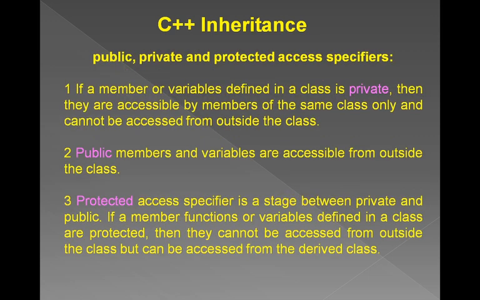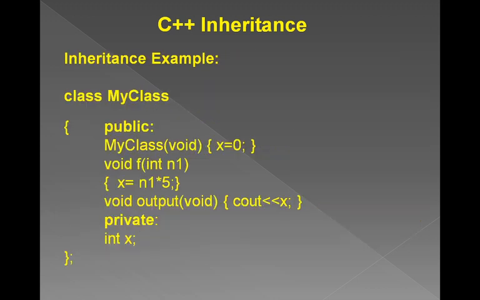There are three access specifiers: public, private, and protected. If a member variable defined in a class is private, then it is accessible by members of the same class only and cannot be accessed from outside the class. Public members and variables are accessible from outside the class. Protected access specifier is a stage between private and public. If member functions or variables defined in a class are protected, then they cannot be accessed from outside the class but can be accessed from a derived class. This is the example for inheritance.